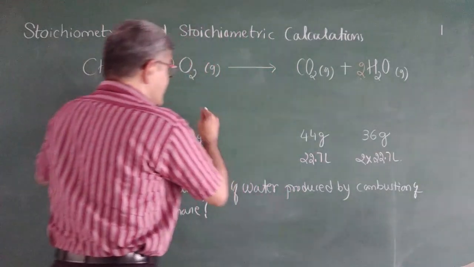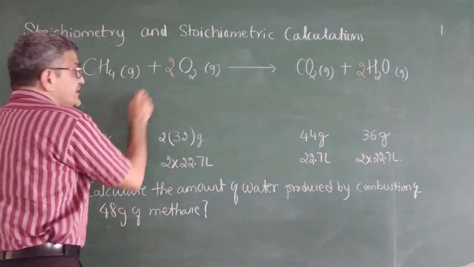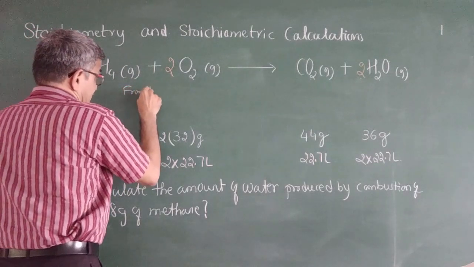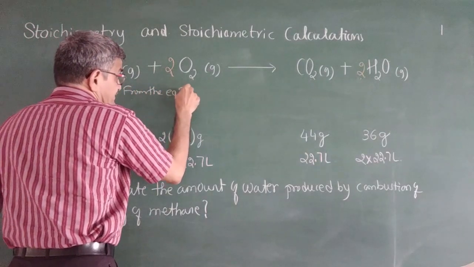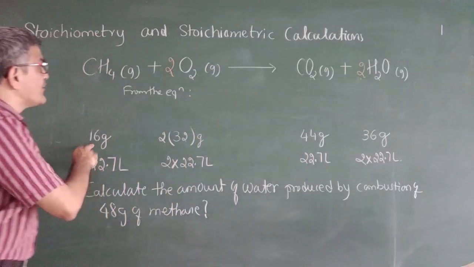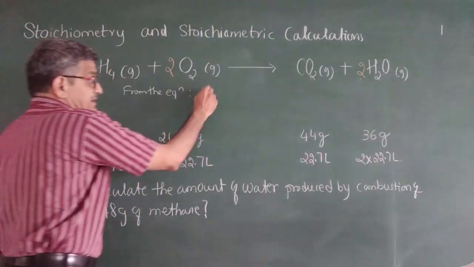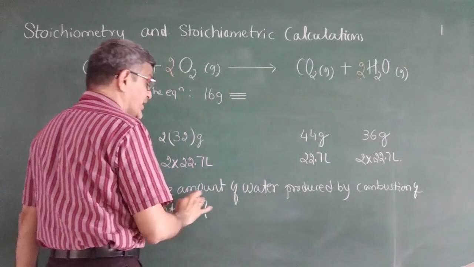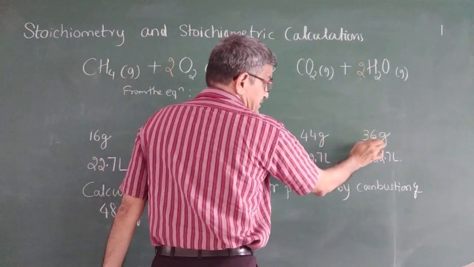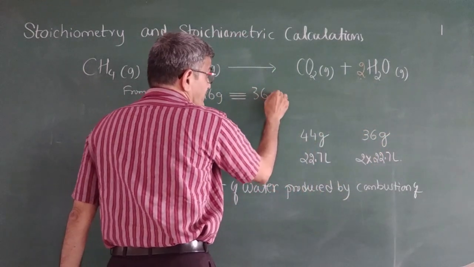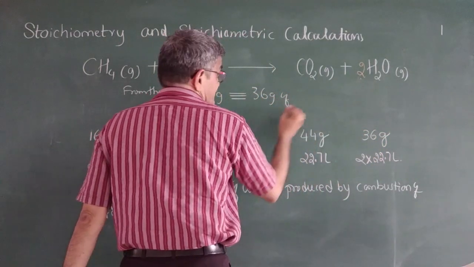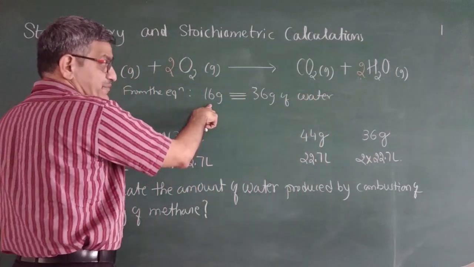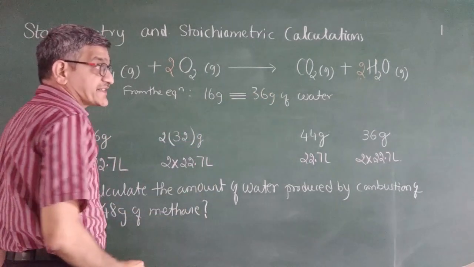Can we work out here? From the equation, what can we write? 16 gram of methane corresponds to water, since they asked for water. It gives 36 gram of water. 16 gram of methane gives 36 gram of water.